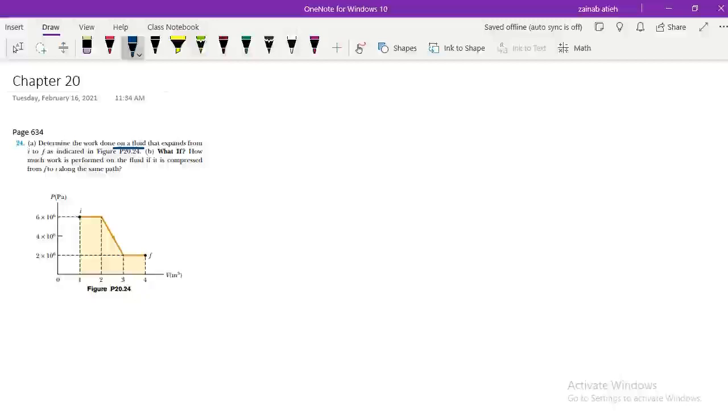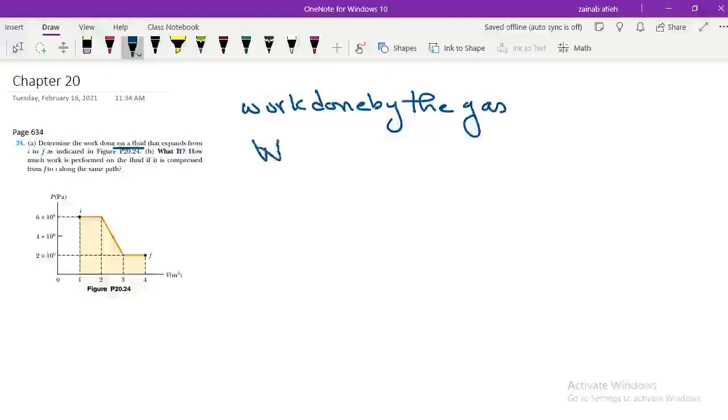Okay, so we never ask about the work done on the gas in an exam. We usually ask for the work done by the gas. So we're going to calculate the work done by the gas. So the work done by the gas, W, or the fluid, he's saying it's a fluid. Let me write fluid. It's equal to the integral from initial to final of PDV.